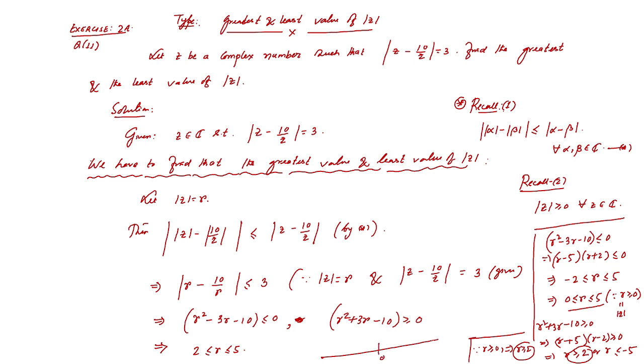So the first case, 0 to 5, in that interval r belongs. The second case, r is greater than or equal to 2. So the common position is that the r range is greater than or equal to 2 and less than or equal to 5. Hence you can see that the least value of r is 2, and r is less than or equal to 5, that means the greatest value of r is 5.